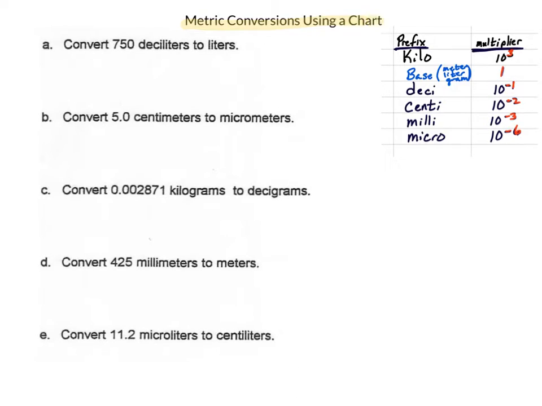We have: convert 750 deciliters to liters. Again, metric to metric. The next one, letter B, convert 5.0 centimeters to micrometers, still metric to metric. Letter C, convert 0.002871 kilograms to decigrams. Letter D, convert 425 millimeters to meters. And letter E, convert 11.2 microliters to centiliters.